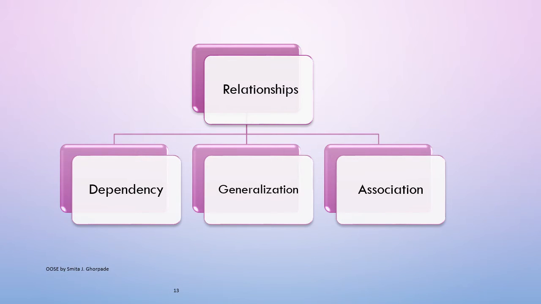Now the next important concept, relationships. In UML, a relationship is a connection among different things. In object-oriented modeling, there are three types of relationships: dependency, generalization, and association. In the previous chapter, we have already discussed these three types of relationships. Here some more features are discussed.